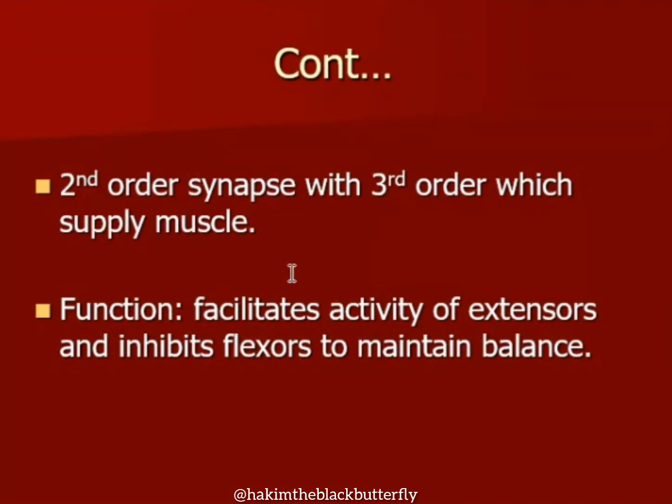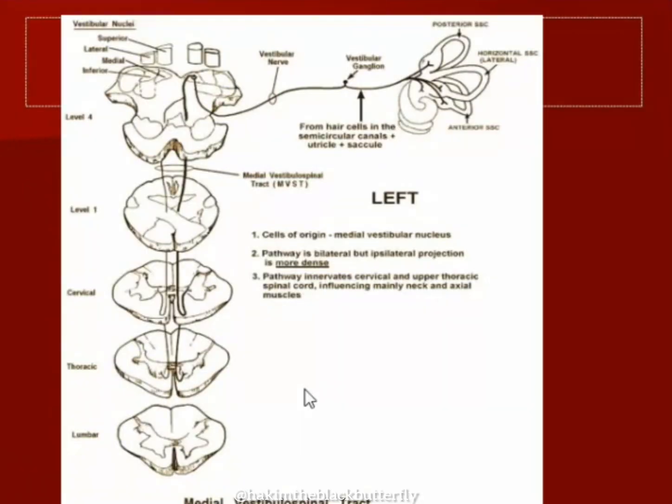These ones carry out an opposite action to the rubrospinal. They facilitate extensors and inhibit flexors for the purpose of maintaining balance. When your extensors are contracted, you maintain balance. So these ones carry out the opposite function of the rubrospinal.